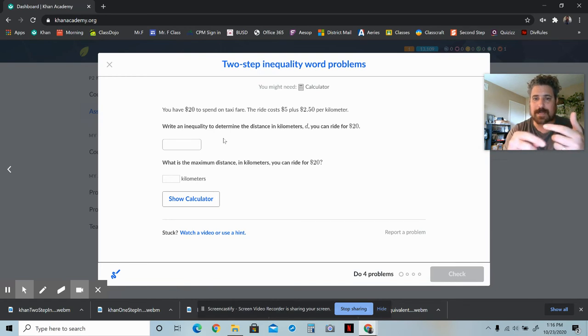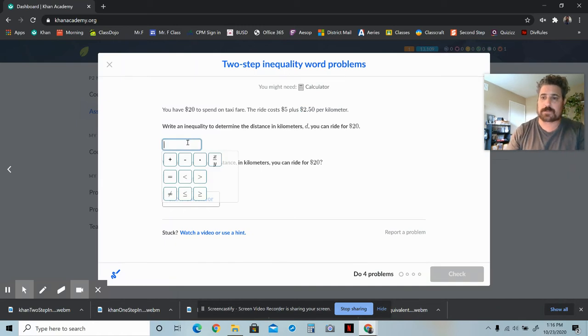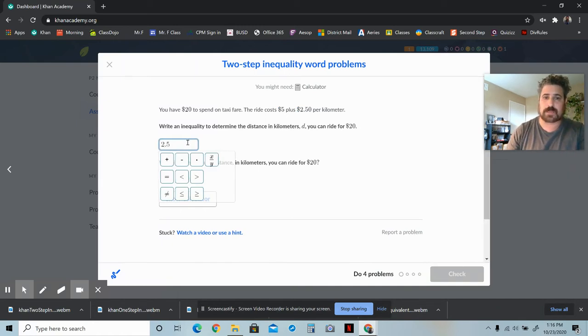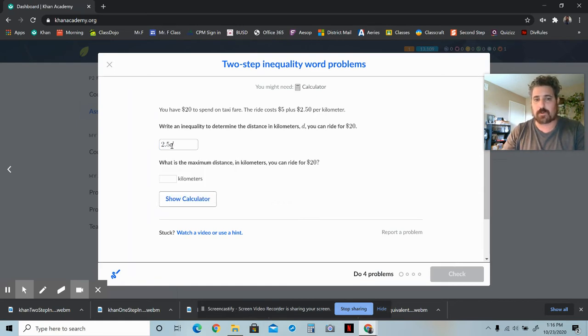So which part of that's attached to a variable of kilometers? The $2.50, right? If you traveled 0 kilometers, you wouldn't pay any of that. Traveled 1 kilometer, you pay $2.50. Traveled 2, you pay 5, and so on and so forth. So this $2.50 per kilometer is telling you that the variable term is going to be 2.5 times the variable. In this case, the variable is d, the number of kilometers. So for every kilometer d, it's going to be $2.50.